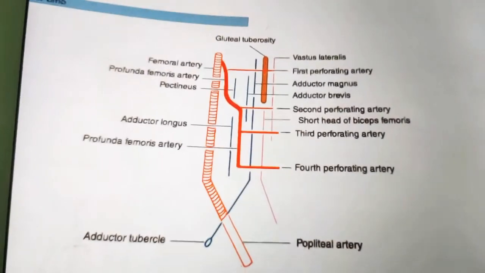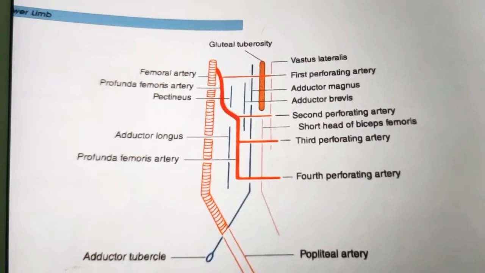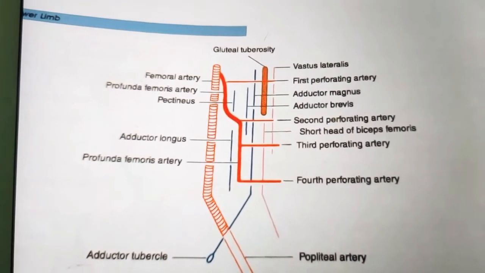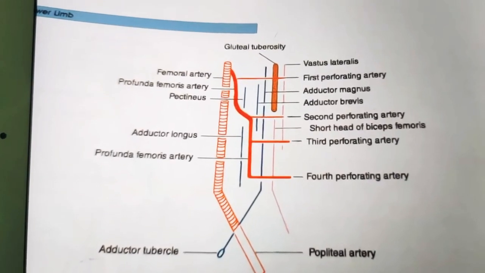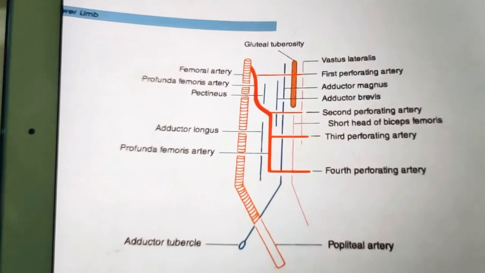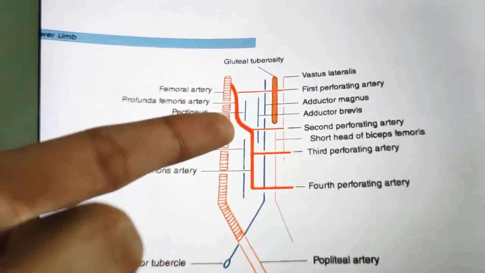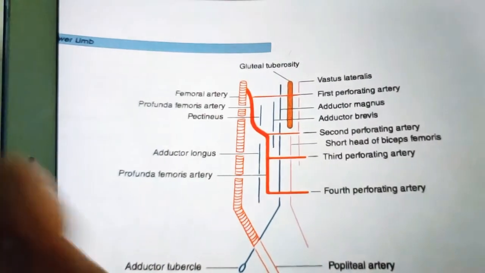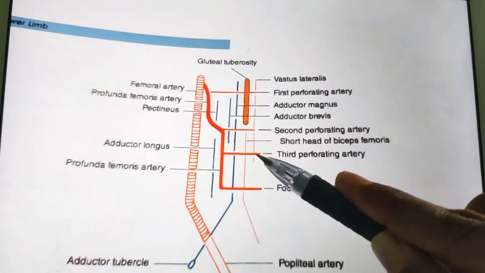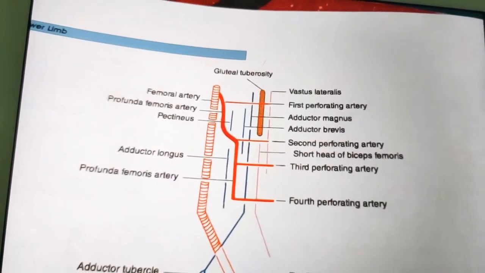These arteries have the name perforating because they perforate the different muscles present around them. They also give cutaneous and different anastomotic branches. The second perforating artery, and sometimes the first or third, gives off the nutrient artery to the femur. So the first, second, and third perforating arteries have a chance to give the nutrient artery to the femur.